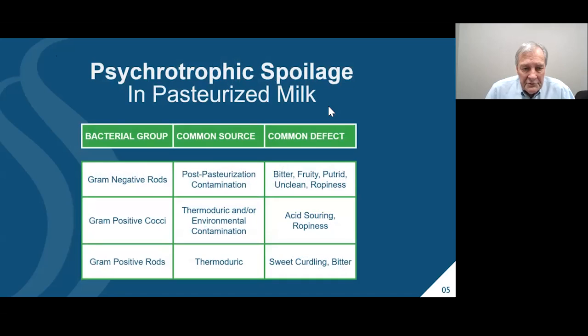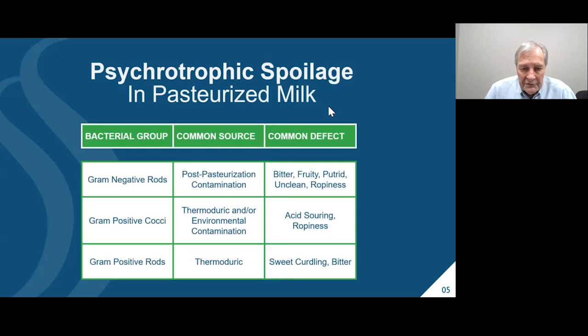Okay, this slide here shows the types of bacteria we find in spoiled milk. The first one is gram-negative rods. Gram-negative rods are always post-pasteurization contamination. Gram-negative rods will not survive the pasteurization process. They can cause defects such as bitter milk and putrid milk. But the significant thing about gram-negative bacteria is they're normally very psychrotrophic, normally very capable of growth at low temperatures, and they're always post-pasteurization contaminants. So if we find these bacteria in our product, we know we have a problem from the pasteurizer on.